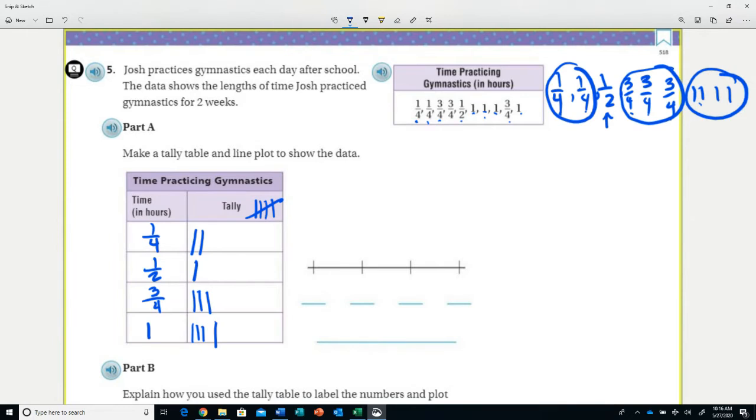Here is my actual line plot. I'm just going to put in my times. And my title here should be something like time practicing.